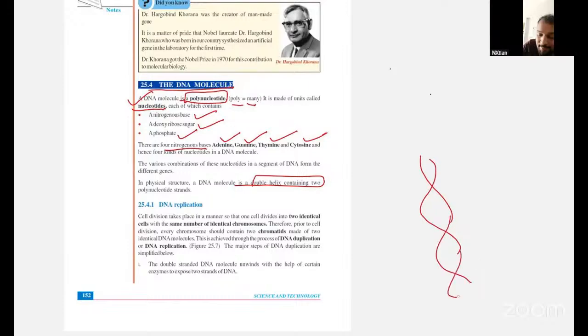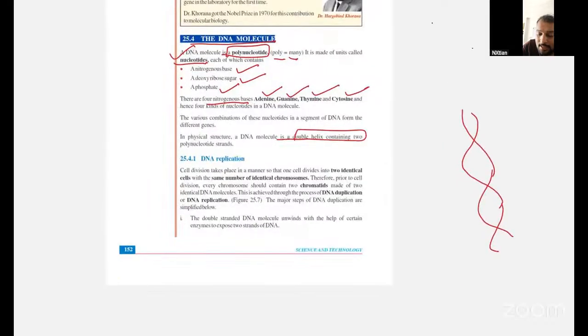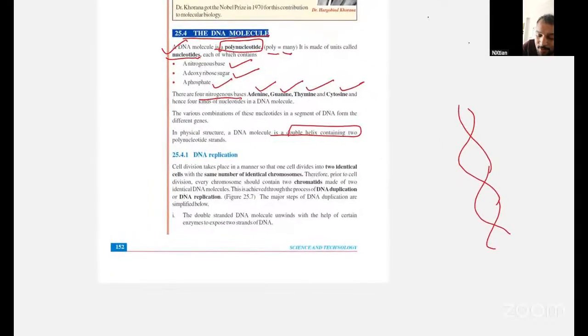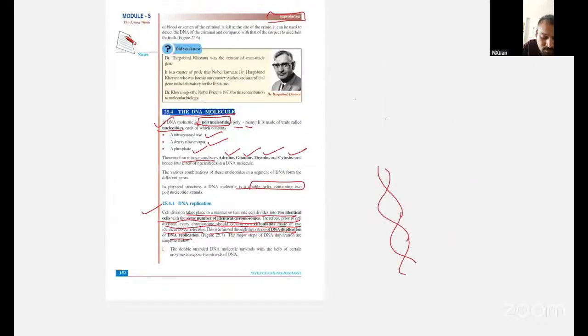Now DNA replication. This is an important thing. In cell division, one cell divides into two identical cells with the same number of identical chromosomes. Therefore, prior to cell division, every chromosome should contain two chromatids made up of identical DNA molecules. This is achieved through the process of DNA duplication or DNA replication. So how does DNA replication happen? We will understand it like this.